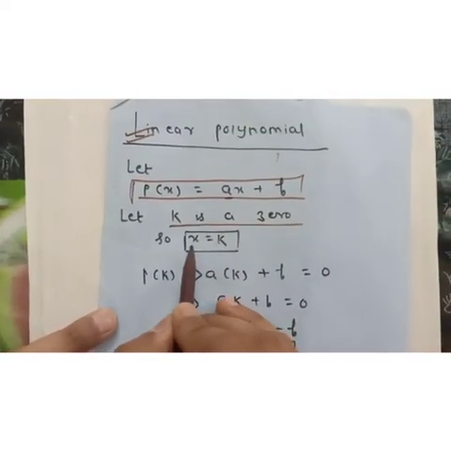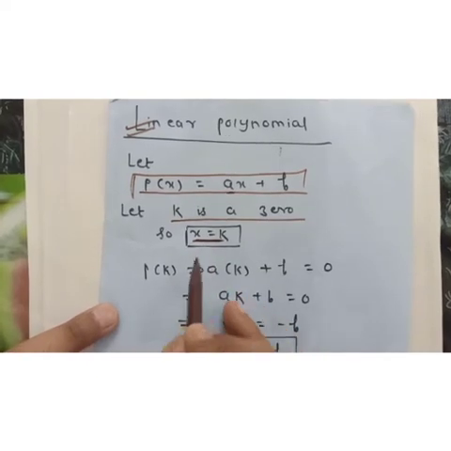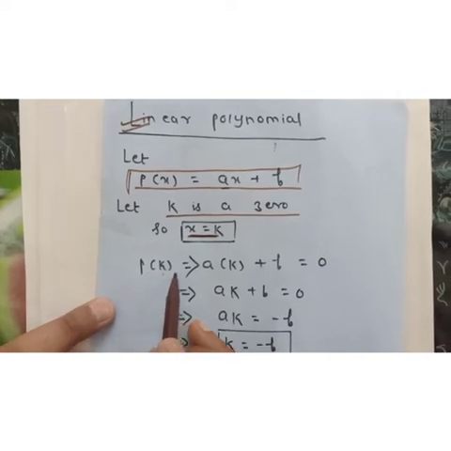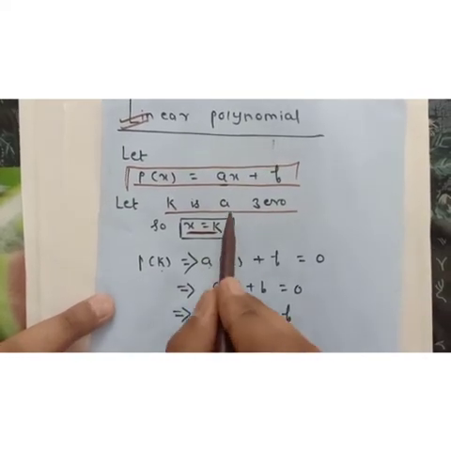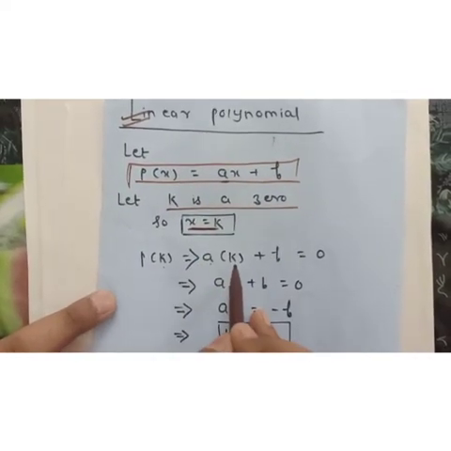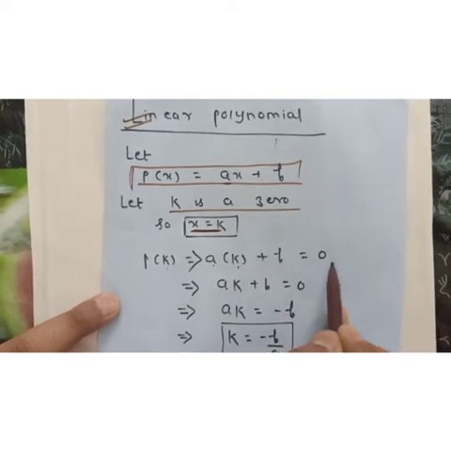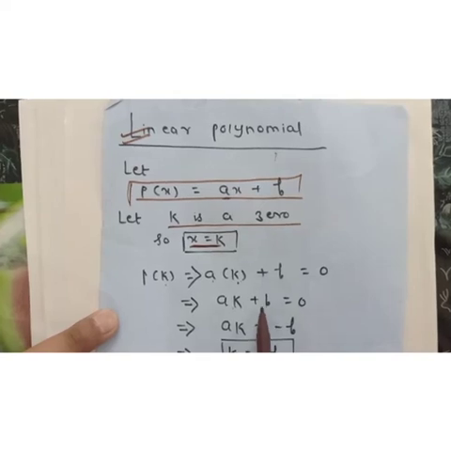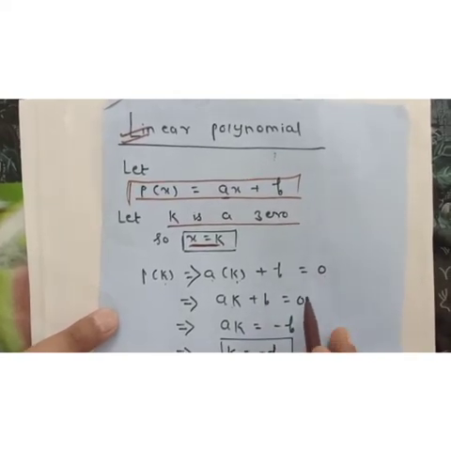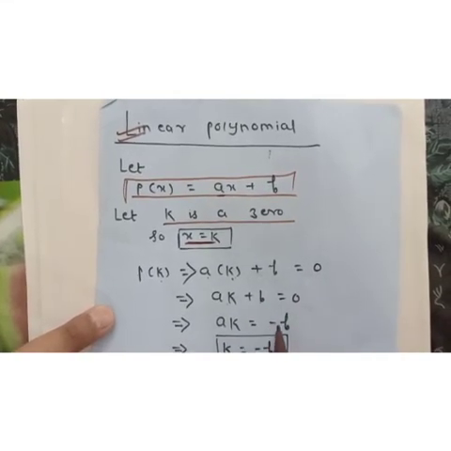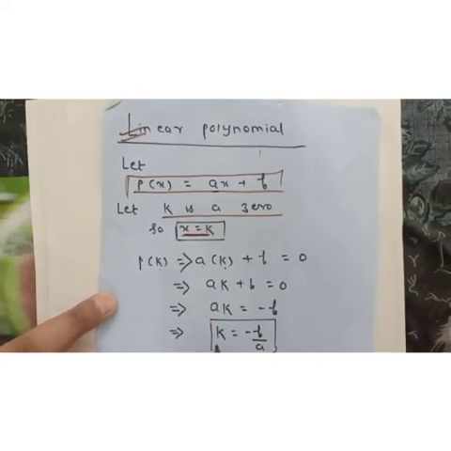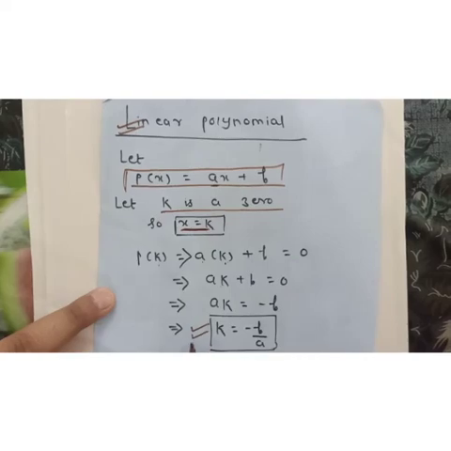It means that you have to substitute x equals k. Wherever there is x, we substitute k. So a into k plus b equals 0. A into k is ak, plus b equals 0. When we shift this plus b to the right-hand side of the equal sign, it becomes minus b. So ak equals minus b. So k equals minus b upon a. So this is nothing but the value of a zero.